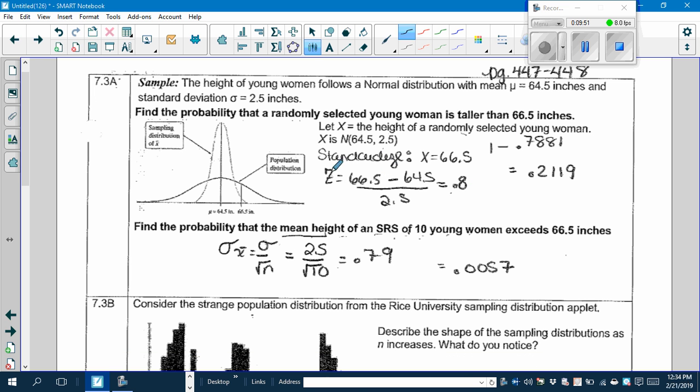Now, if we take a sample, the height of young women follows a normal distribution with a mean and a standard deviation. Find the probability that a randomly selected young woman is taller than 66.5 inches. So we're using the same thing. Here we're taking the normal distribution from the population, and then here we're taking a simple random sample. So understand the difference between these two questions. We're taking a sample here, okay?